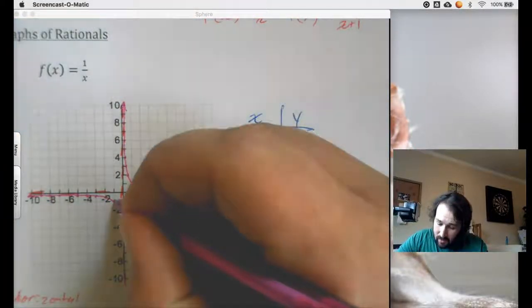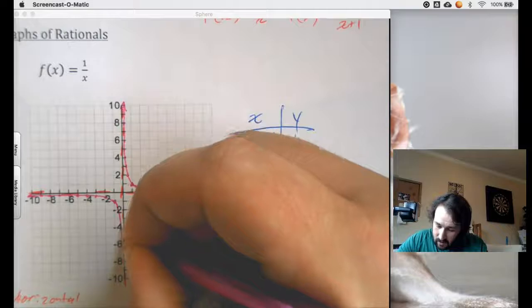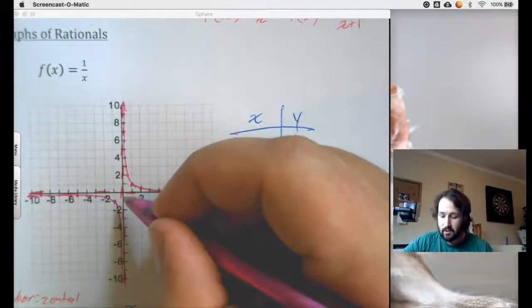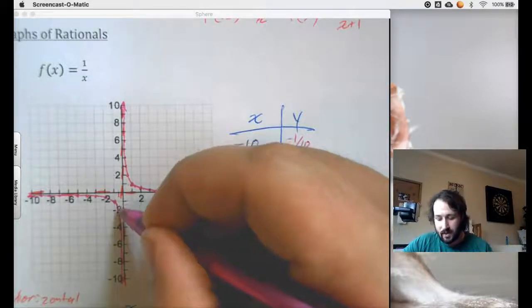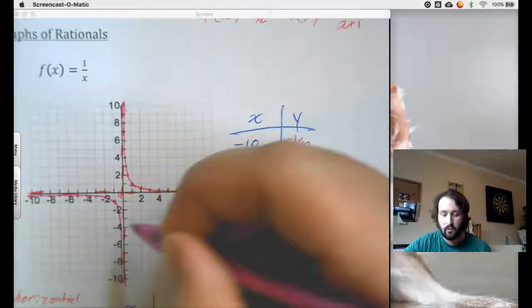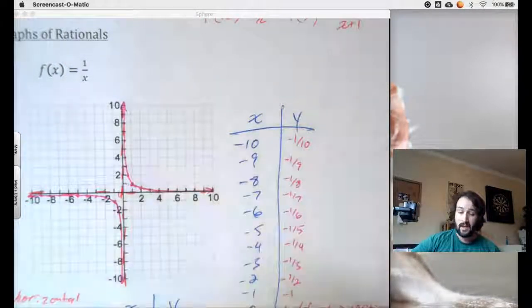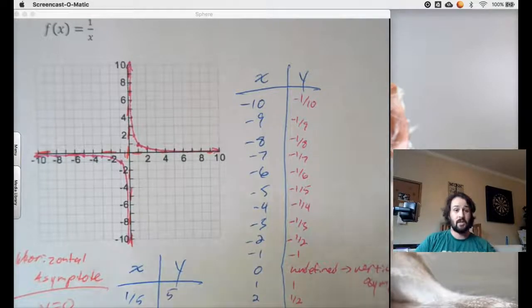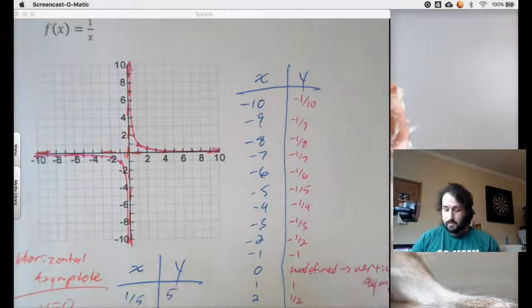It does the same thing as it approaches 0 from the other side, except since we have -1/2, it would be at -2. -1/3 would be at -3, -1/4 would be at -4, so on and so forth. So that would be our graph of our reciprocal function, or our rational function. Either way that you call it means the same thing. Essentially that's what they're going to be asking you about.